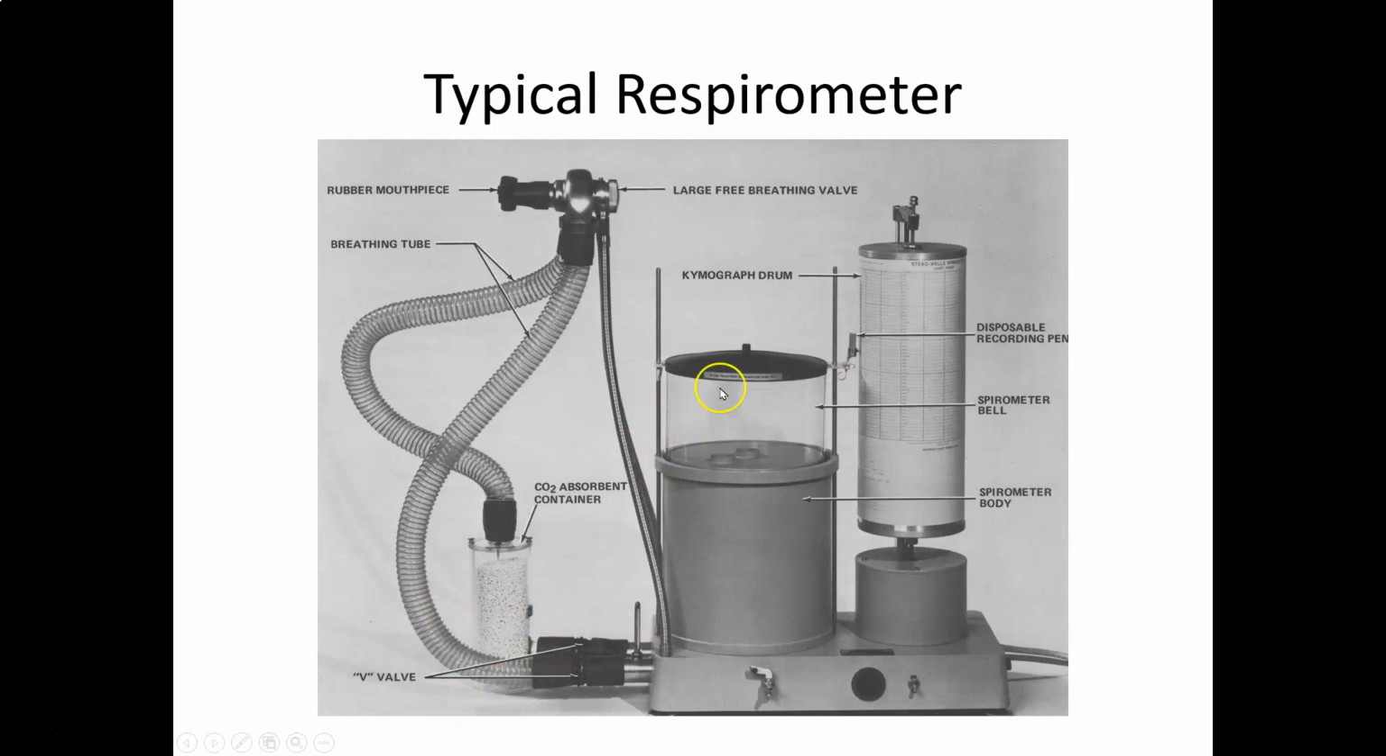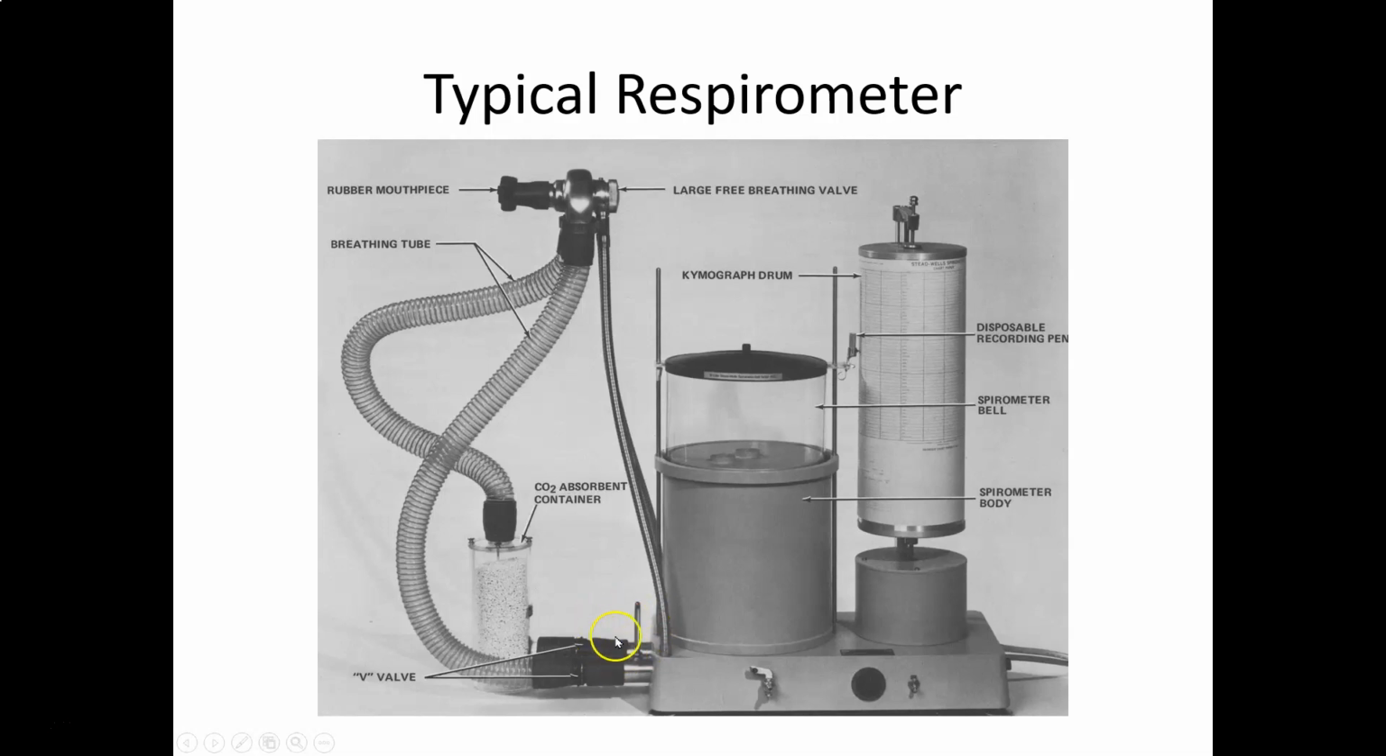What happens is this bell goes up and down, and that writes on the kymograph drum. Then we can record what we're seeing and analyze it. This has a thermometer here where we're measuring temperature. We have to remember this temperature to figure out something called BTPS.